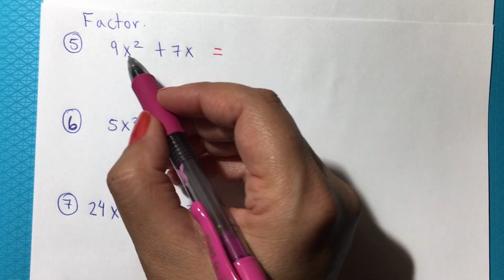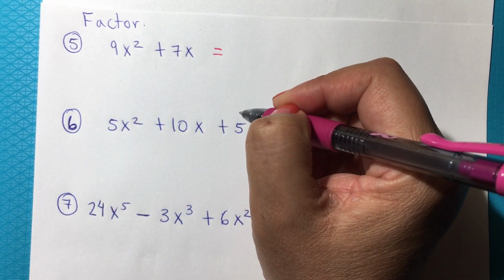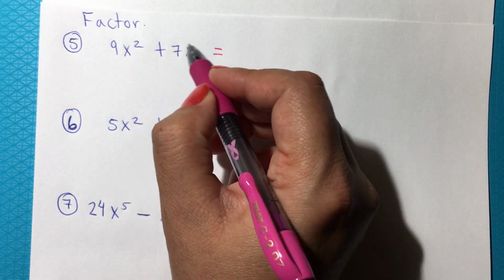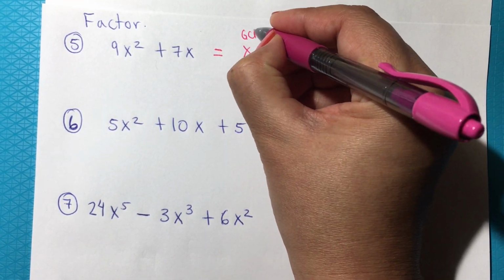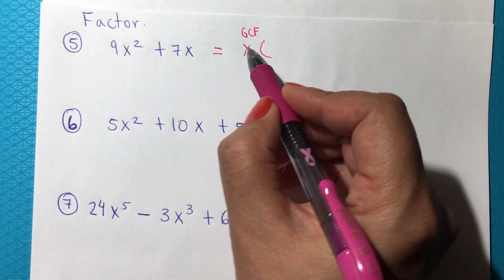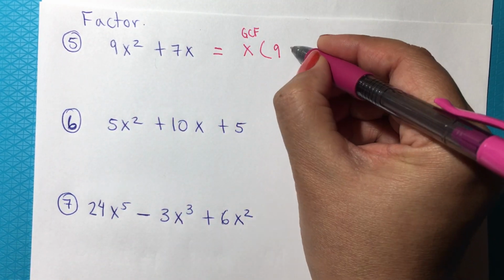Okay, so what goes into both 9 and 7? It's only 1, but we don't need to put it. Do we have variables on all the terms? Yes, so that will be part of the greatest common factor. And then we start dividing. 9 divided by 1 is 9. X squared divided by x is x.